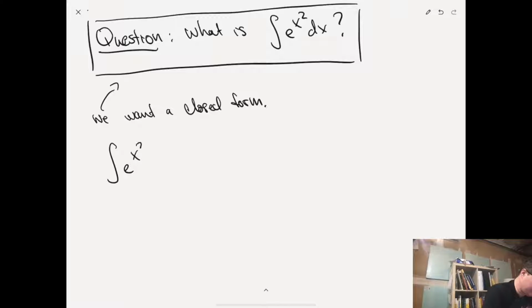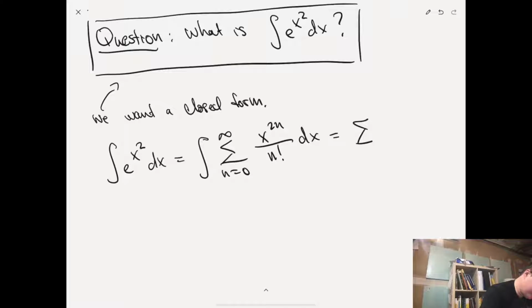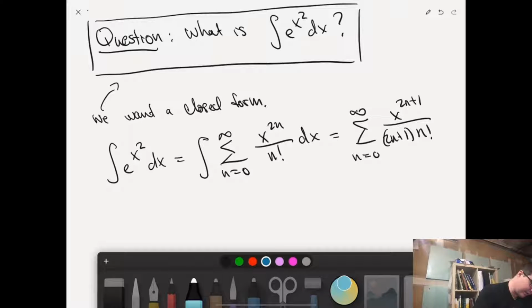You can just expand it as a power series, right? So n is equal to 0 up to infinity, x to the 2n over n factorial, dx. And then you just integrate term by term. I'm not even going to write the interchanging of summation and integration, and you get x to the 2n plus 1 over n factorial. Okay, so this thing here is not a closed form.